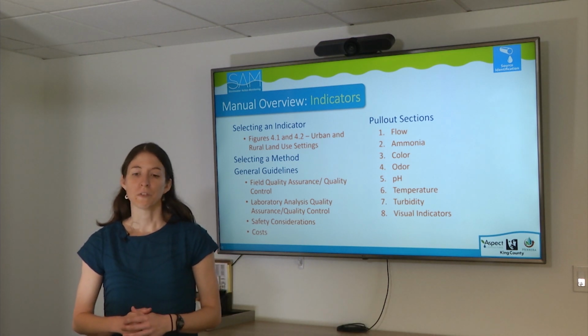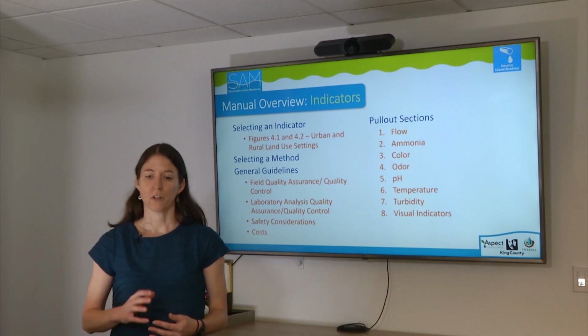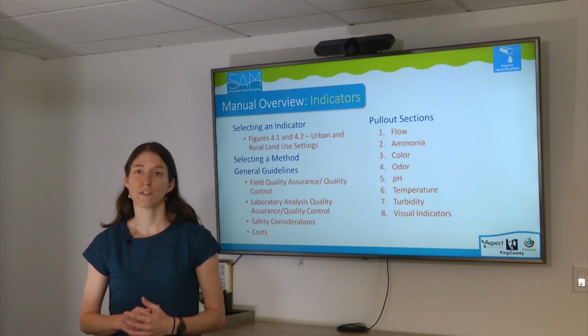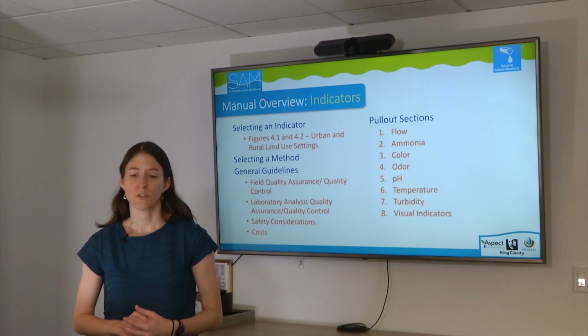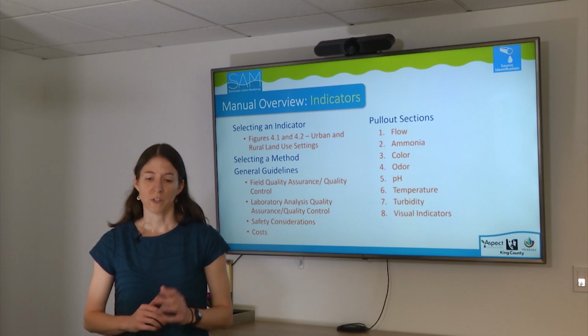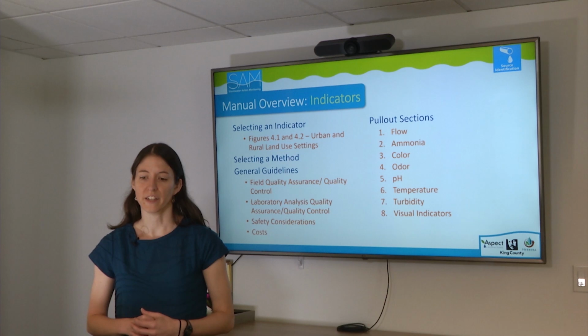So here's the general overview of what's in the indicators section. As I mentioned, there's two figures walking through urban and rural land use and how you would go through selecting an indicator. There's a new section on selecting a method along with your indicator. And then there's some general guidance on field quality assurance, quality control, laboratory analysis, quality assurance, quality control, safety considerations, again, always important, and costs, referring you to Appendix A for more detail there.